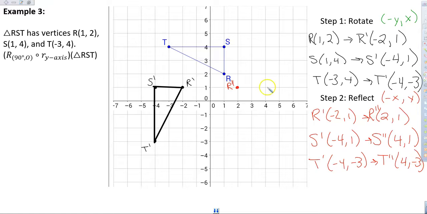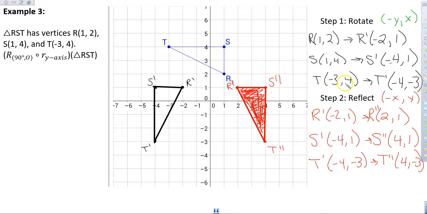Remember, we're not changing how far up and down we're going. We're only changing how far left and right we're going. So then this is my final figure, and again, we are going to shade that in. It's especially important when you're doing multiple transformations that you are shading your final figure. All right.